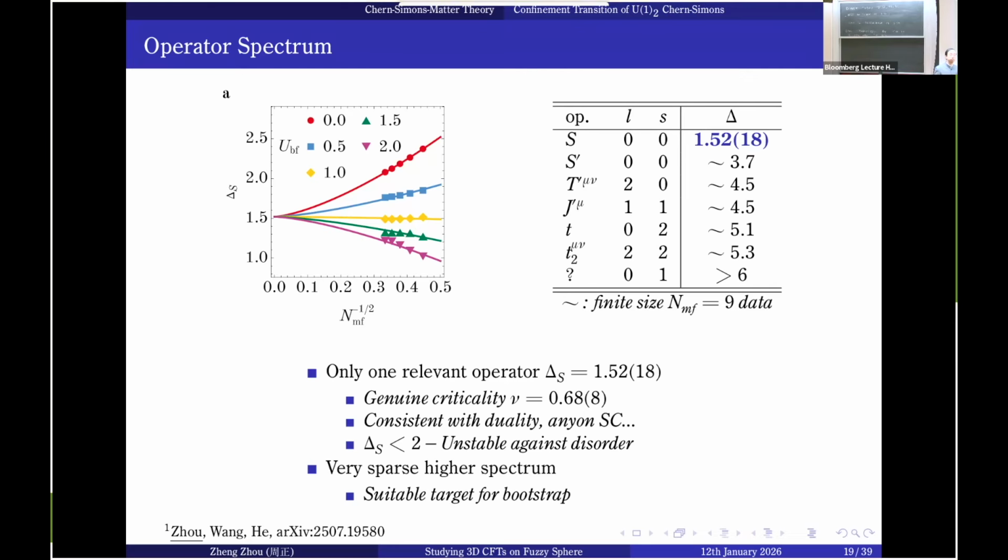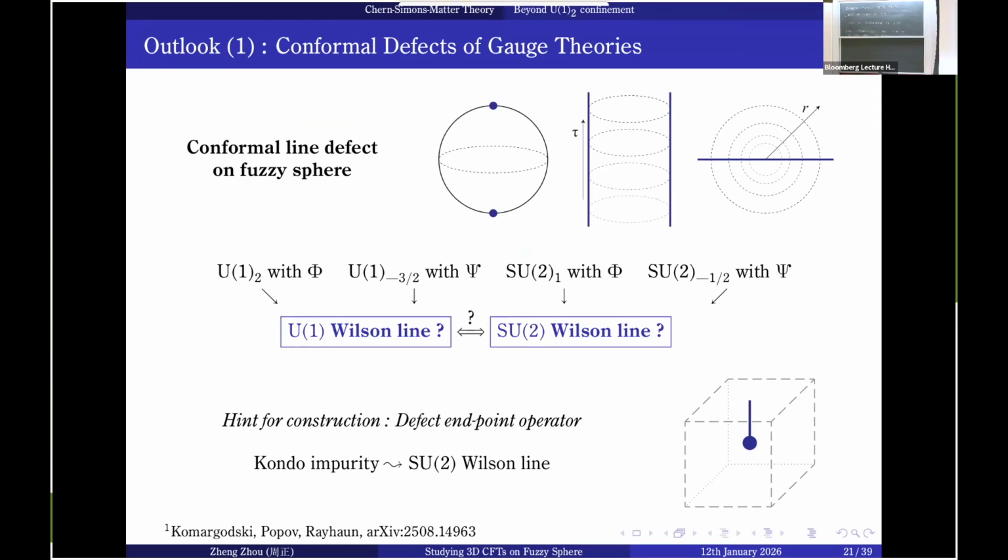Yes, can I ask a question about line defects? In one of your motivational slides, you said that the main reason to consider fuzzy spheres is because it's hard, maybe impossible, to manifest SO(3) on the lattice. Now, when you insert a line defect, I guess you're only preserving the U(1) that rotates around the north and south poles. So is there still a compelling reason to treat this with a fuzzy sphere as opposed to a lattice regularization?